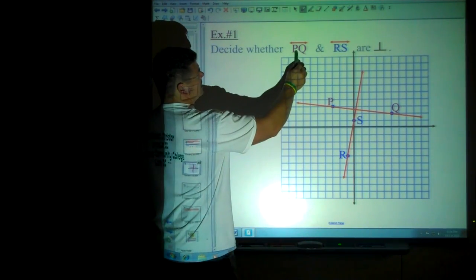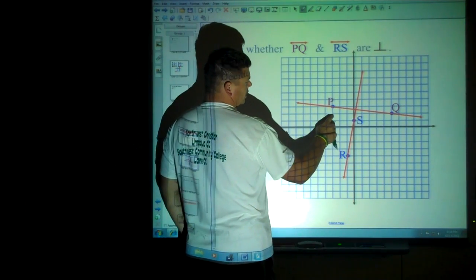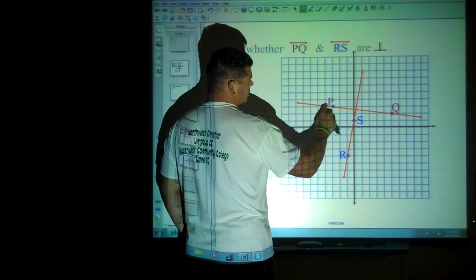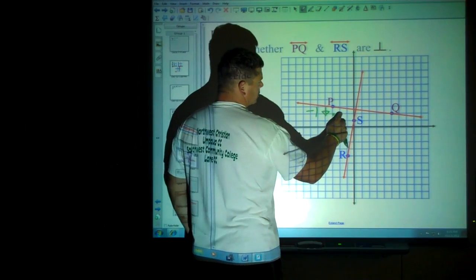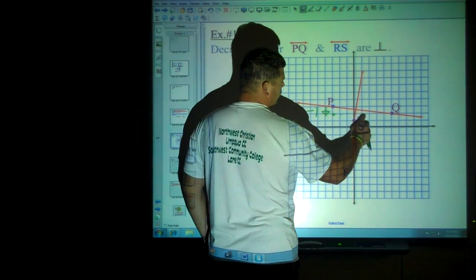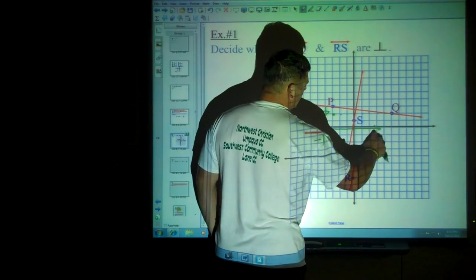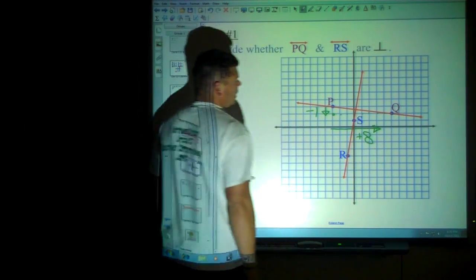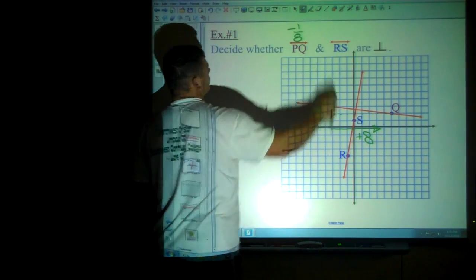So if we find the slope for PQ, as you look at PQ, it's going down from left to right. It appears like it goes down 1. So it's going down 1, which is a negative slope of 1. And it goes to the right 1, 2, 3, 4, 5, 6, 7, 8. So it goes this way 8, which is a positive value. So for PQ, we would say the slope is -1/8.